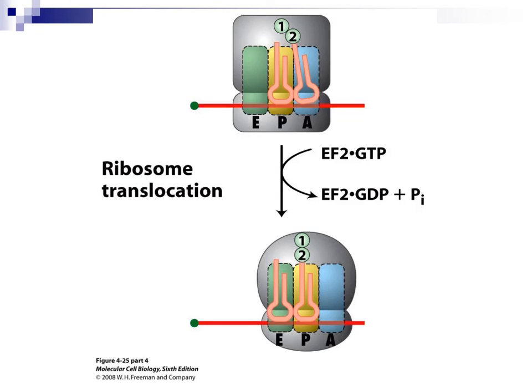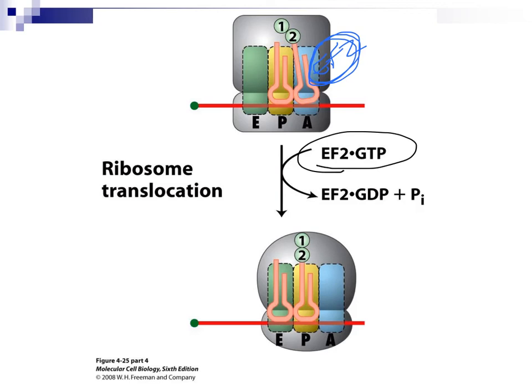Now what will happen is an elongation factor number 2 associates with the transfer RNA in the A slot. So here's elongation factor 2. Notice it also has a GTP associated with it, so it's a higher energy molecule. And it will come and associate with the transfer RNA in slot A.